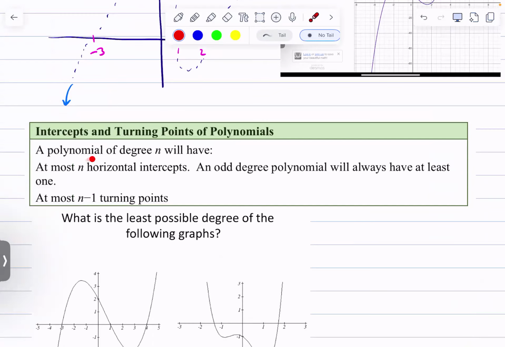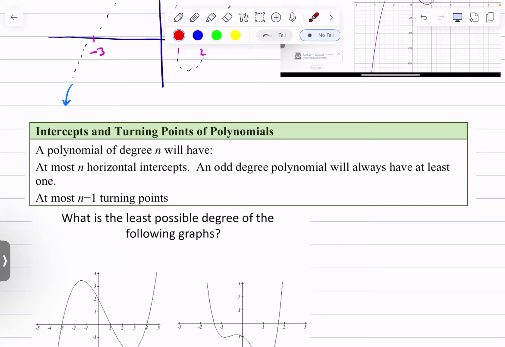So a polynomial of degree n is going to have at most n horizontal intercepts. And so an odd degree polynomial will always have at least one. Why doesn't it say that for the even degrees? x to the 2, x to the 4. If you think about those parabolas, what if you've moved it up? Then you have how many horizontal intercepts? 0. That can happen.